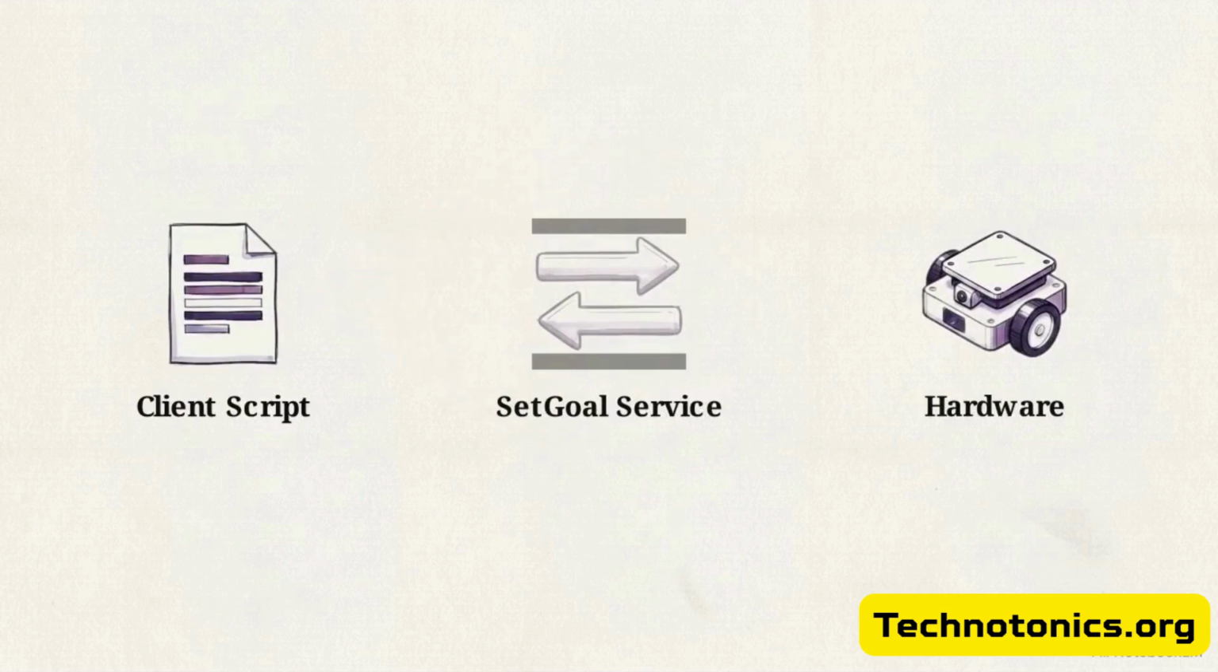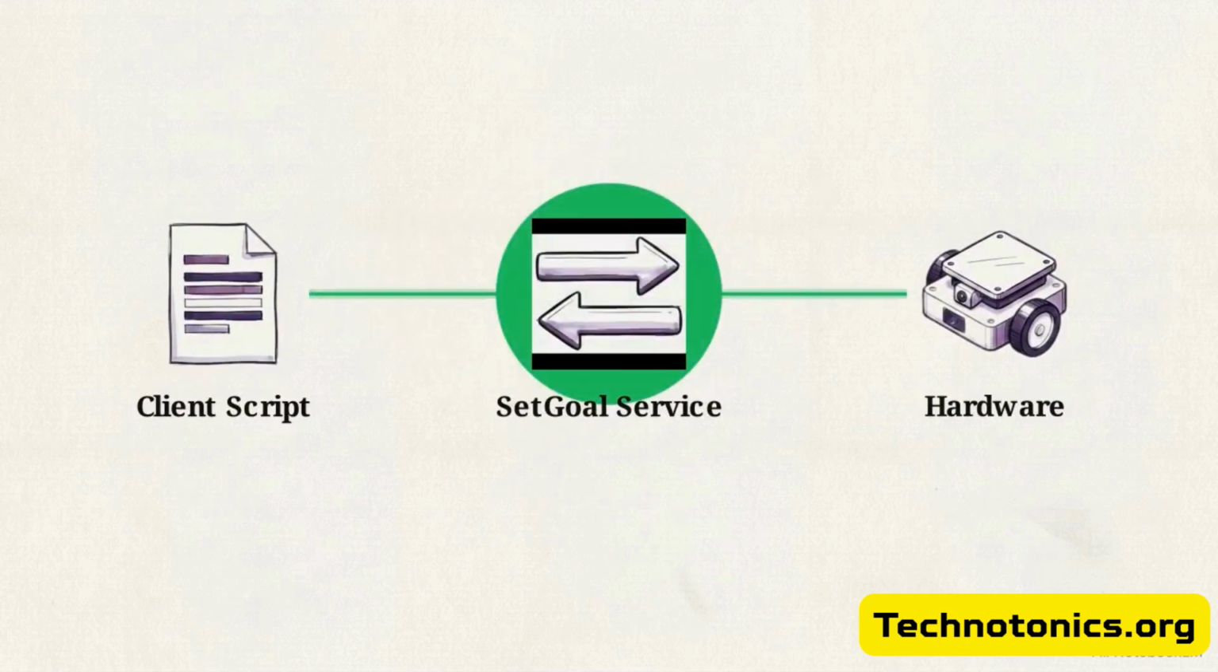Next, we write a client script. This logic waits for the custom service to become available and then transmits our target X and Y coordinates to the robot. In the client script, the import syntax required brings in both the custom service and its associated request object, using from my_robot_messages.srv import SetGoal, SetGoalRequest.